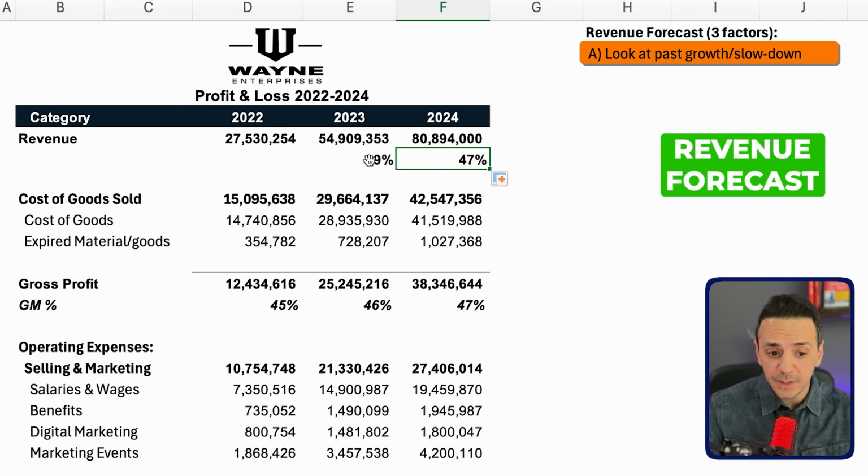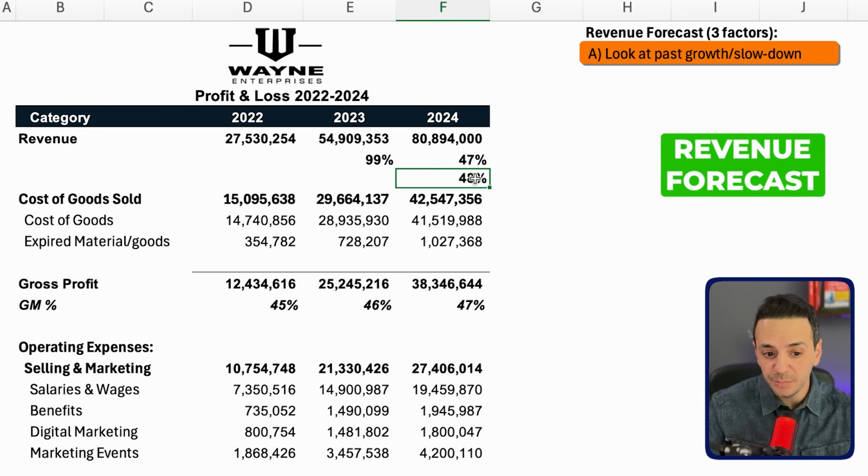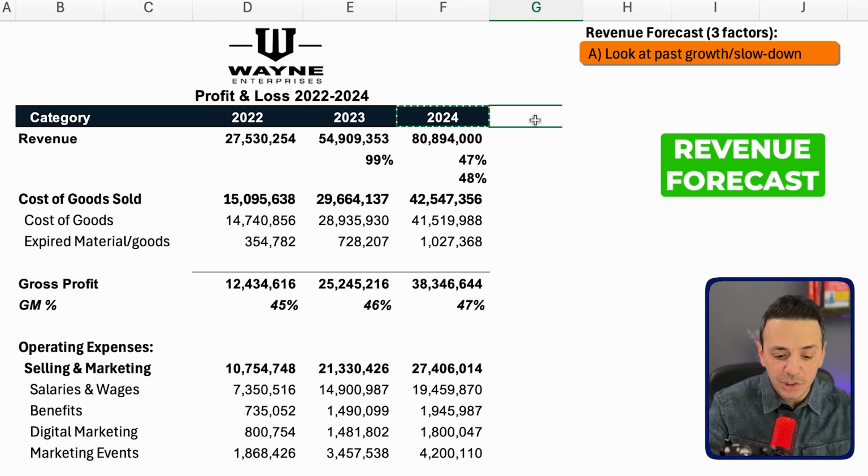And then we can say, okay, so revenue grew by almost doubling and then grew by 50%, so kind of halved. And we can say that the growth was this year divided by the growth last year, that was 48%. Therefore, we can make an assumption that the growth is going to slow down by half again in 2025.